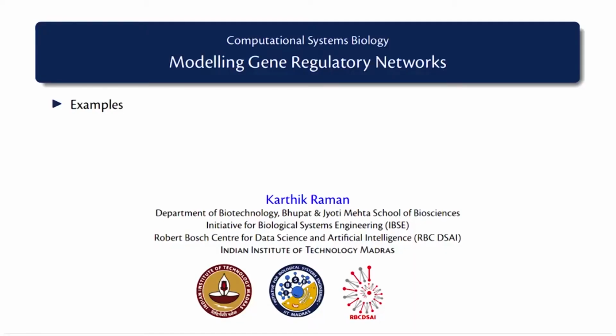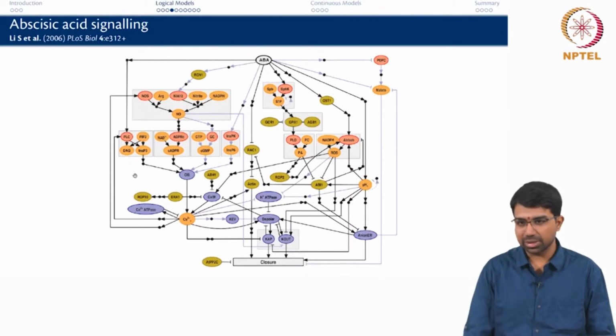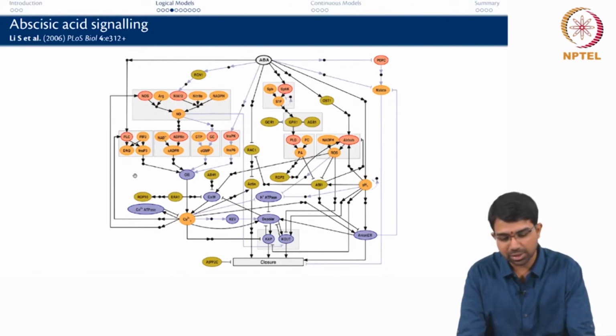with modeling gene regulatory networks, and we will look at some simple examples like abscisic acid signaling, which is a classic example of Boolean network modeling to understand a signaling network. So, let us look at more realistic examples. So, how do we model such systems, right.